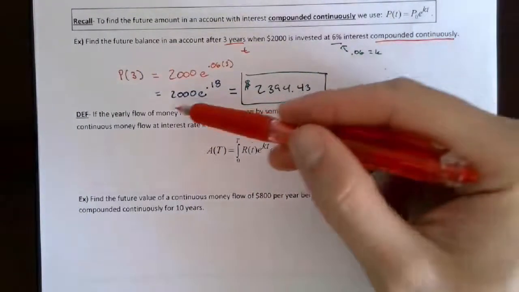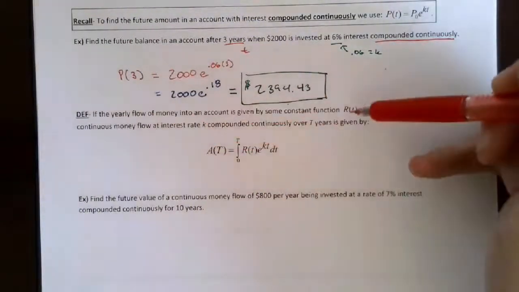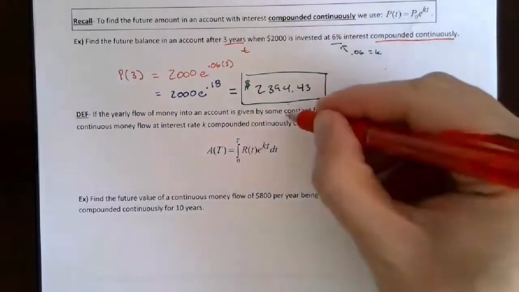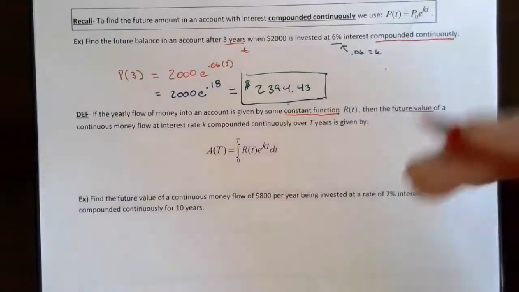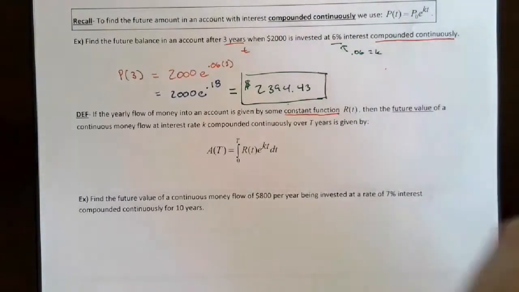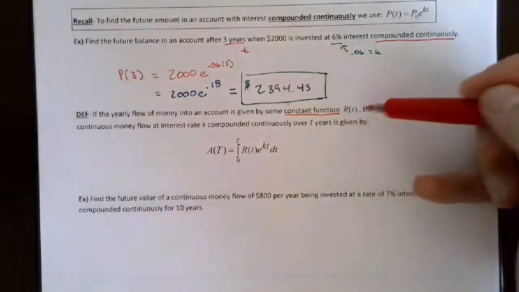We're saying the yearly flow of money into an account. So every year you're putting in, this is a constant function. So even though we call it a function R of t, it's going to be just a number every year. You keep putting the same amount in. Like if you put $400 every single year, that'd be like R of t equals 400.